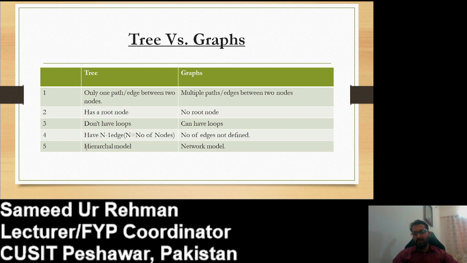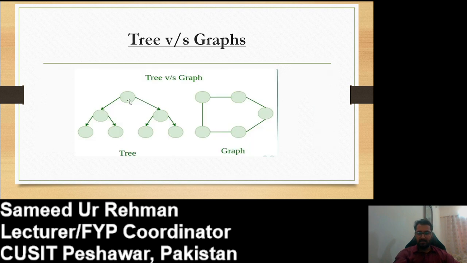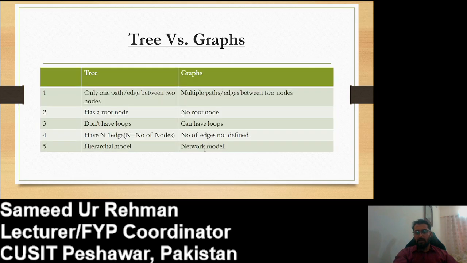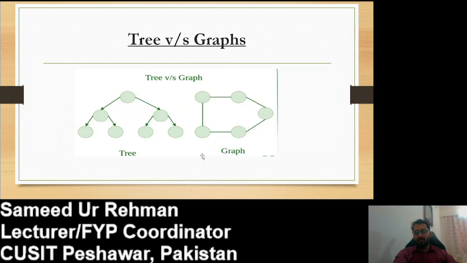The number 5 point is that in trees there is a hierarchical structure, as we consider parent, child, subchild, and so on. But in a graph there is a network-like structure that is connected to this one, this one, this one. There is no root node in this.